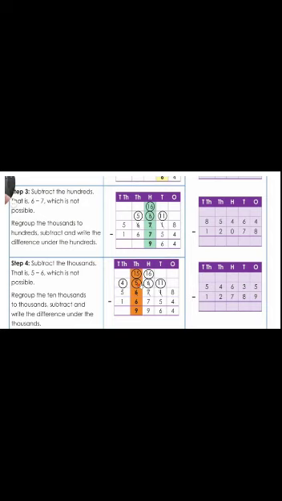Now step 4. Subtract the thousands, that is 5 minus 6, which is again not possible. So we will regroup the 10,000 to 1000. Subtract and write the difference under the 1000. Now we will cut that 5, take 1 from 10,000 column, and we will write 15 over there. So we have to subtract 6 from 15. So the answer will be 9 again.